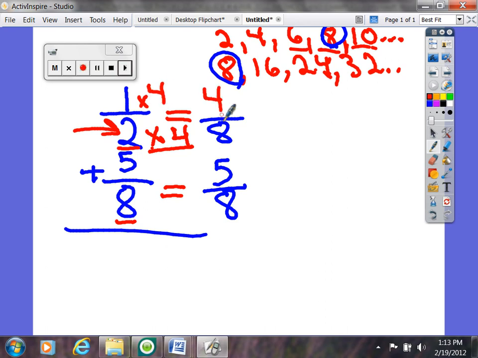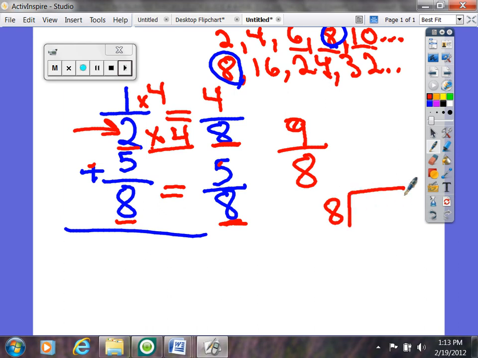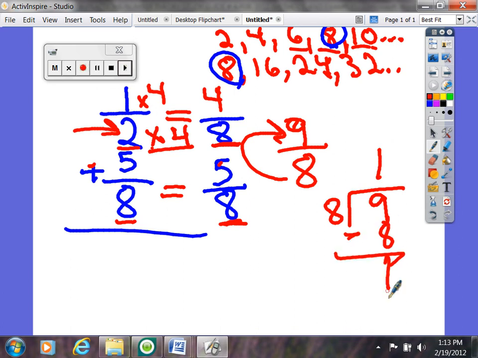All right, now I can add them. I've got them in the same terms, in the same denominators. 4 plus 5 is 9. 8 is my denominator, so I've got 9 eighths. Now, I have to use that other skill where I change my improper to a mixed number. Divide the bottom into the top, denominator and numerator. 8 will go into 9 one whole time. Take your remainder, put it over your divisor, and you're done.